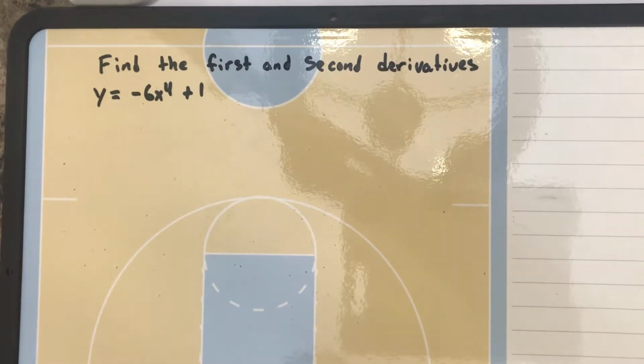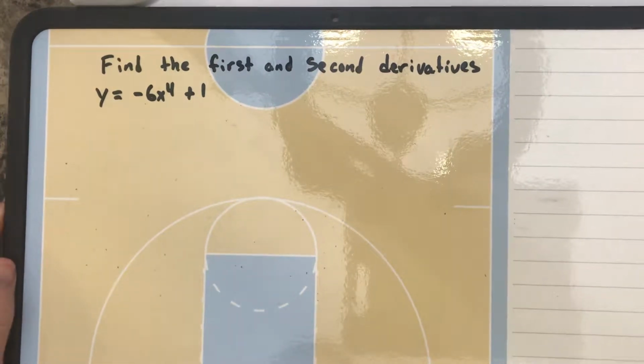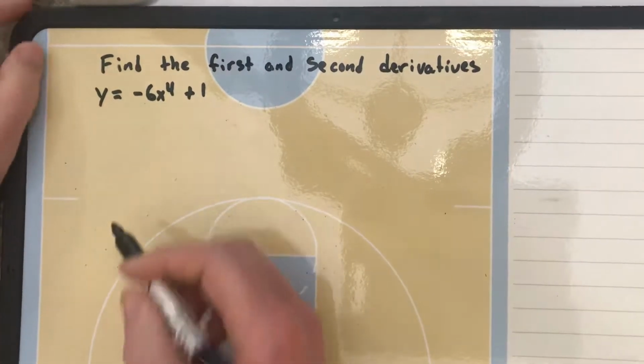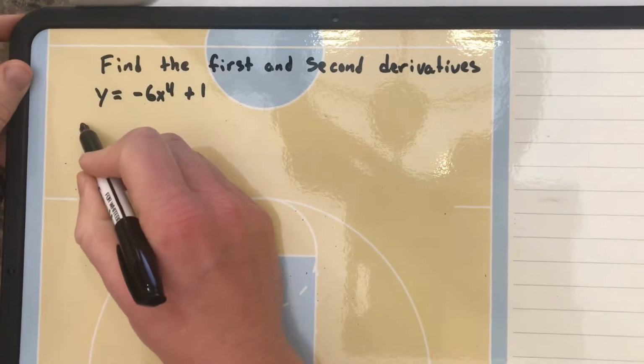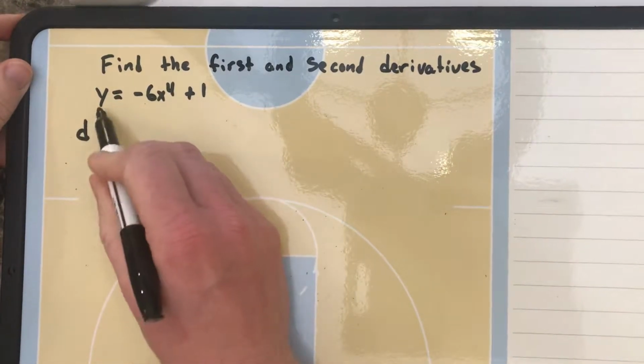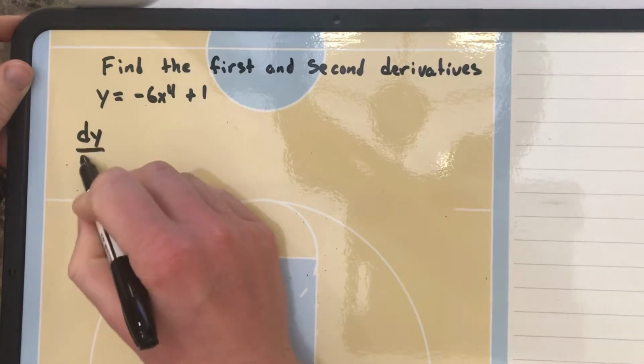Hey everyone, here's an example from section 3.3. This problem wants us to find the first and second derivatives of this function. So the first thing we're going to do is take the derivative of this function y with respect to x.